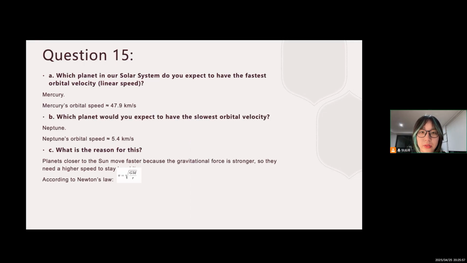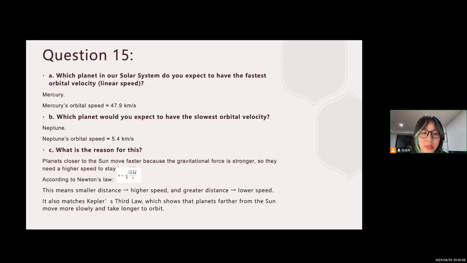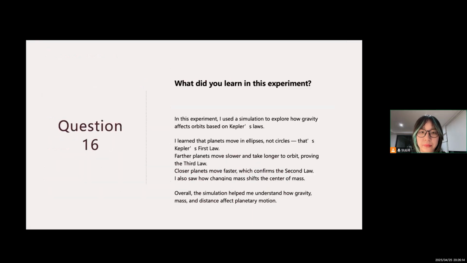And according to Newton's law, this means the smaller the distance, the higher the speed is, and the greater the distance, the lower the speed is. It also matches Kepler's third law, which shows the planets further from the Sun move more slowly and take longer to orbit.